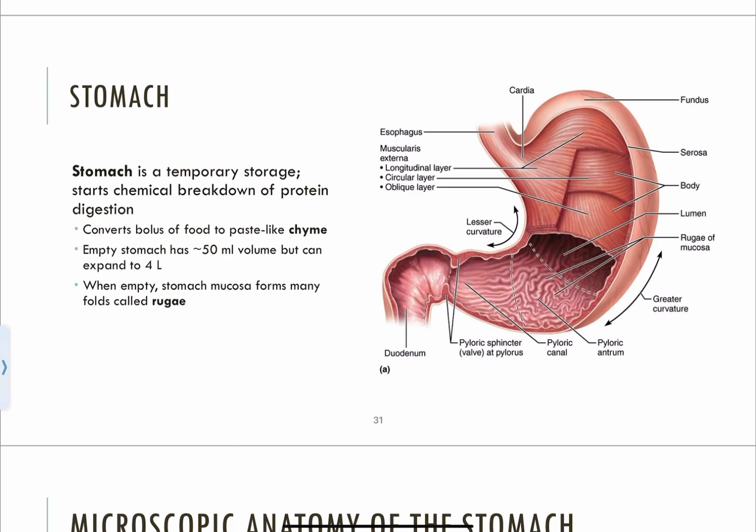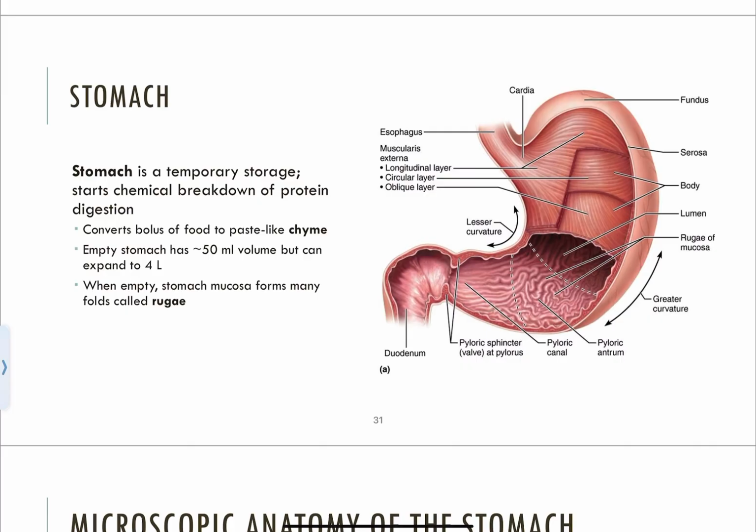We also begin protein digestion here. If you remember back to our mouth, we began carbohydrate digestion with salivary amylase, but we really didn't start breaking down any of the other macromolecules. So the stomach is our first organ where we can actually begin breaking down proteins.